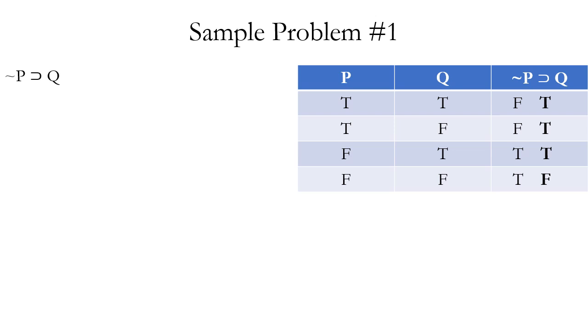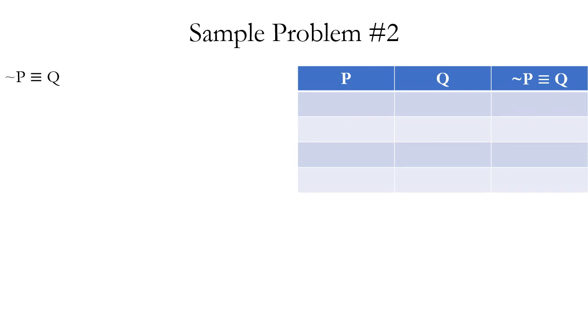So you can see the horseshoe is only going to be false in the case where you have a true antecedent and a false consequent. That only happens on line 4 of this table. On line 4, tilde P, the antecedent, is true, but Q is false. So that makes our horseshoe false. On every other row, it's going to be true because either we have a false antecedent, or on row 3, we have a true antecedent and a true consequent. So that makes the horseshoe true.